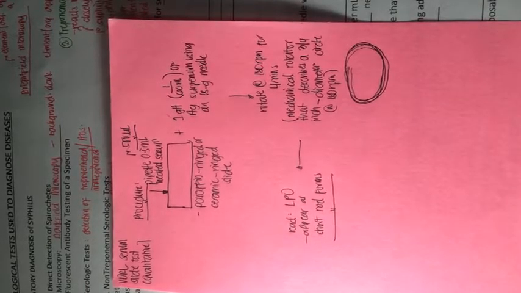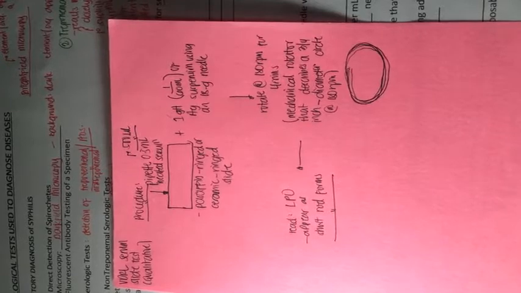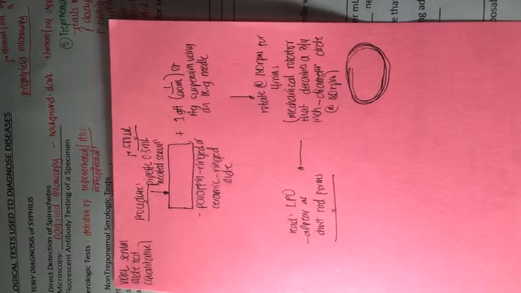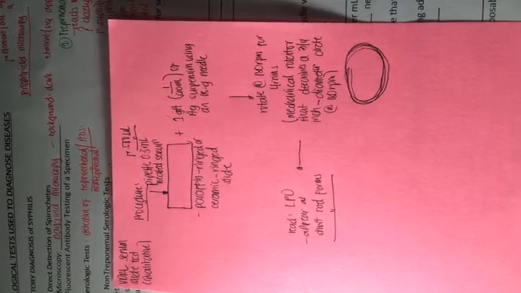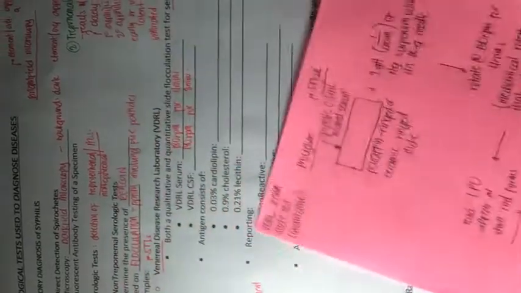When we say quantitative VDRL, it simply refers to dilution and titration. So it is not actually quantitative per se, but more like a quantitative estimation of the possible titer of your antibody.